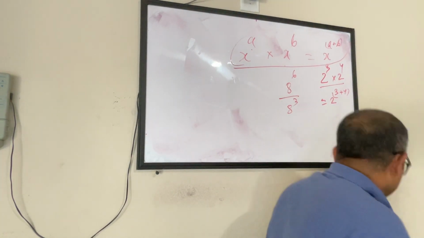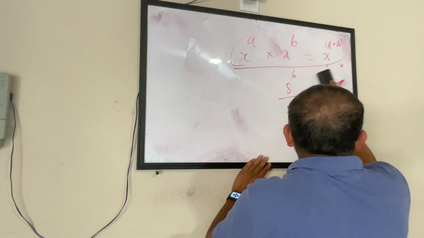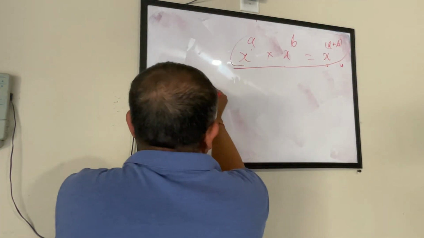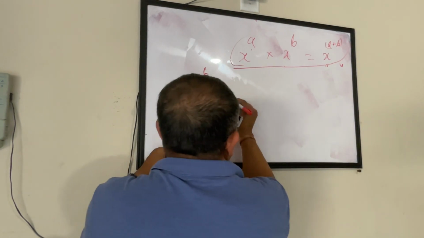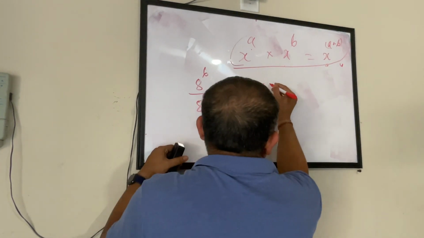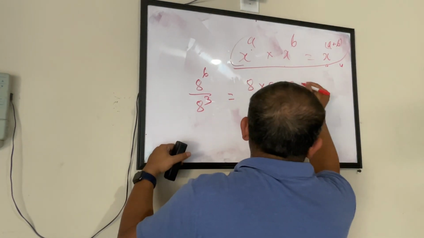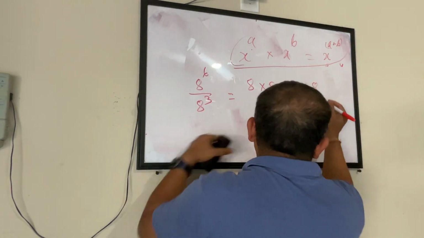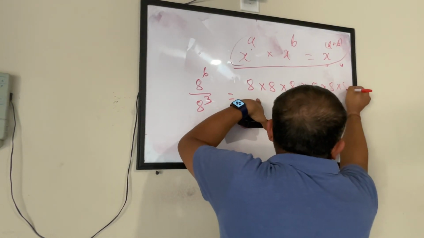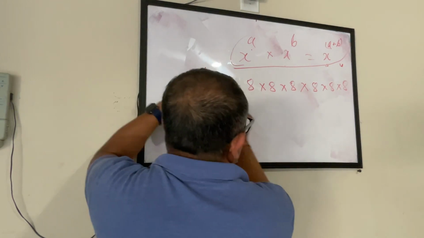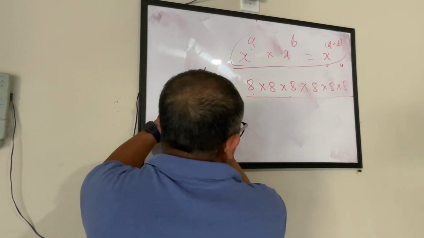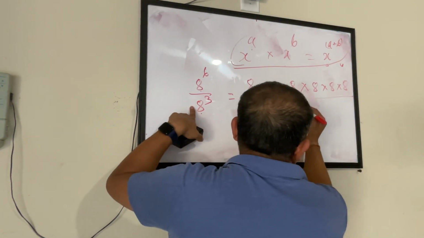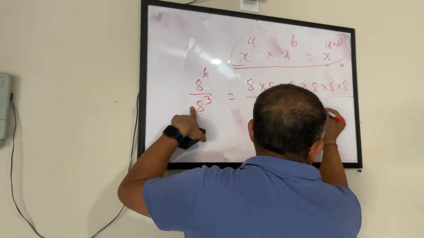Now, this is very simple. We are trying to derive the formula for 8 to the power 6 divided by 8 to the power 3. I will not try to act smart. I am not a very intelligent person. What did I do? 8 to the power 6 means 8 is multiplied by itself 6 times. 8 to the power 3 is what? 8 multiplied by itself 3 times.